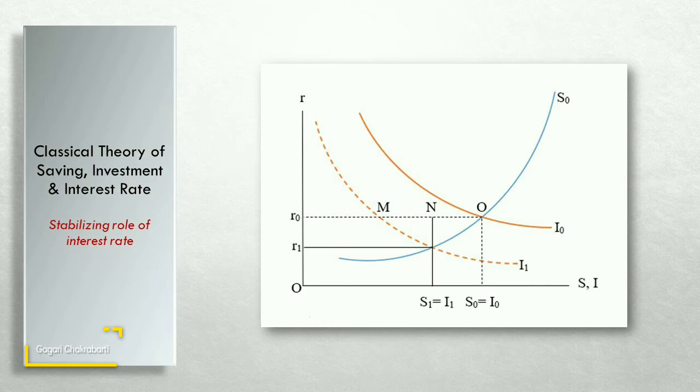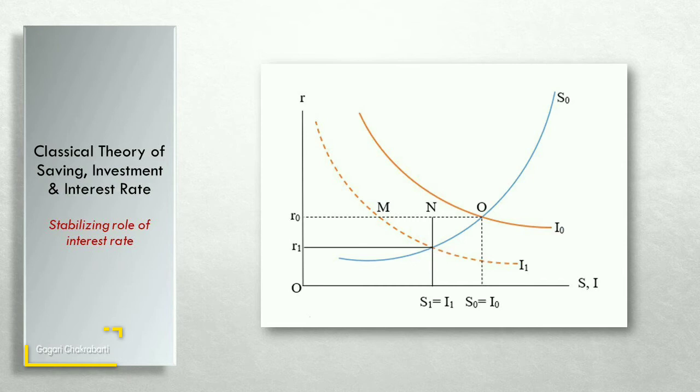After the decline in investment at the initial rate of interest R0, there is some excess supply of loanable funds, as saving is greater than investment, or there is excess demand for bonds since saving is greater than investment. As the supply of loanable funds exceeds the demand for loanable funds, that will push some downward pressure on the interest rate, so that the interest rate falls to R1, so that saving falls and investment falls to S1 and I1 respectively.